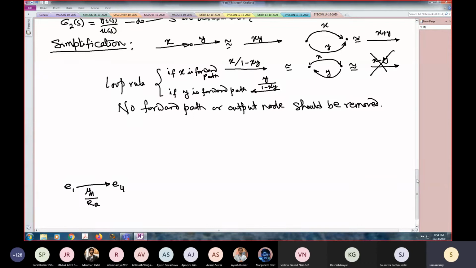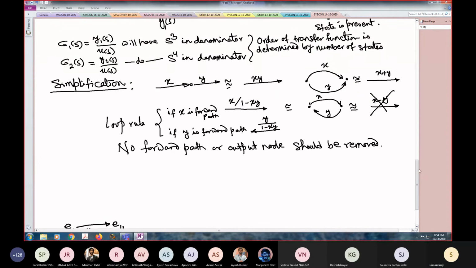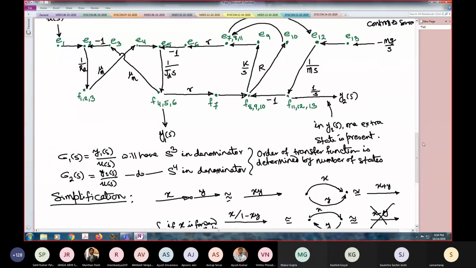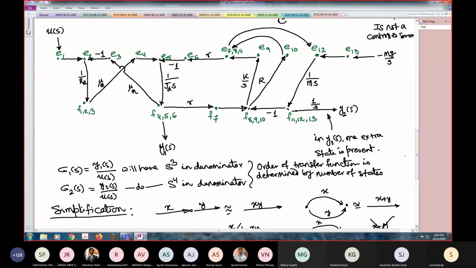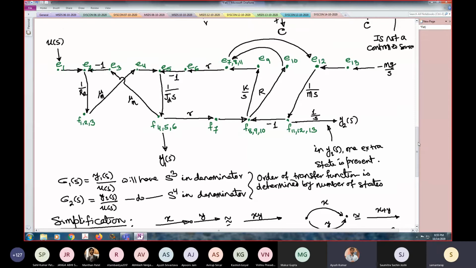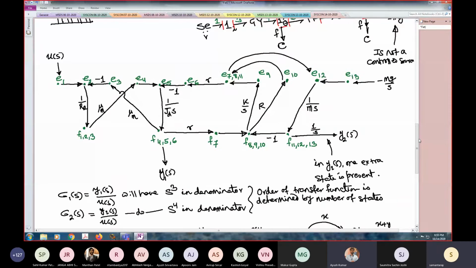Are you able to see when I am installing? Yes, sir. Ayush? Ayush? Yes, sir. I'm here. Is there a lot of delay or it's okay? It's okay. I am seeing no delay.